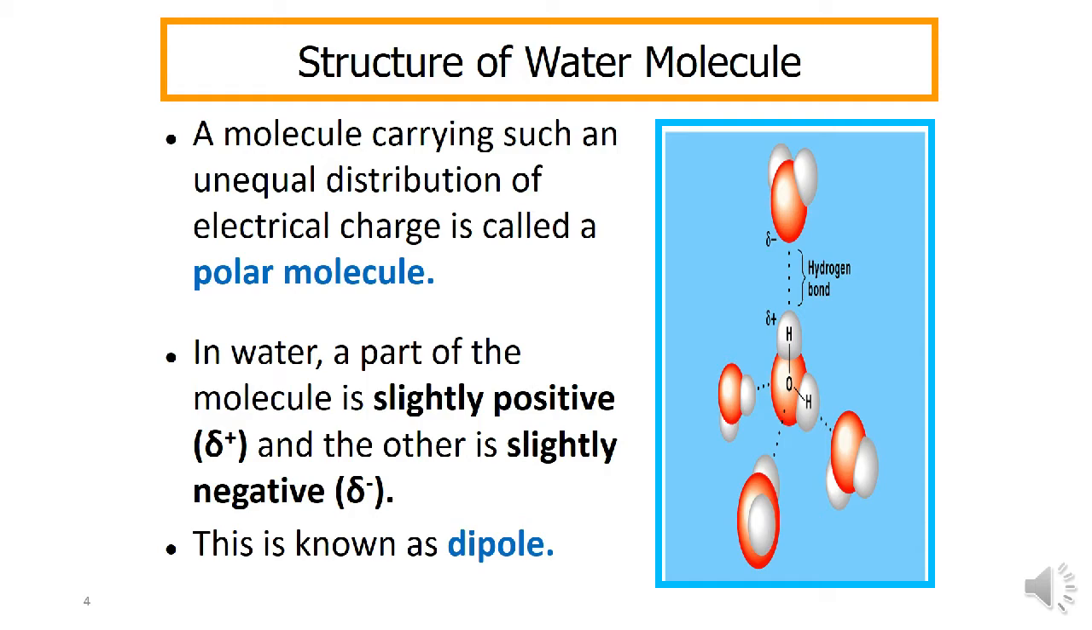This is the case with water, where one part of the molecule is slightly positive, which we can represent using the delta positive symbol, and the other part is slightly negative, which we can represent using delta negative. This is known as the dipole.